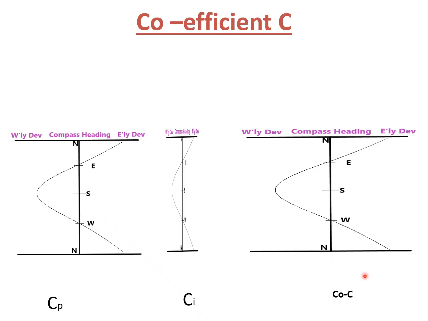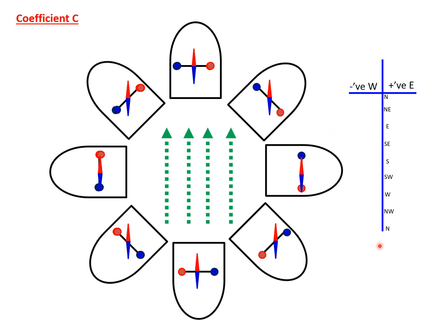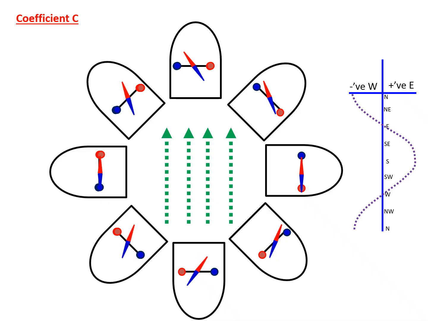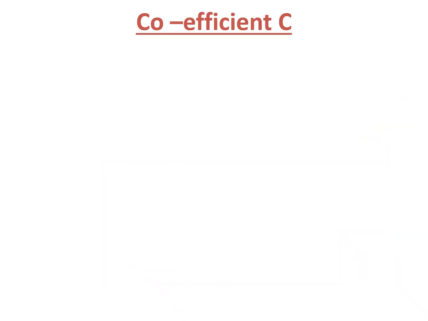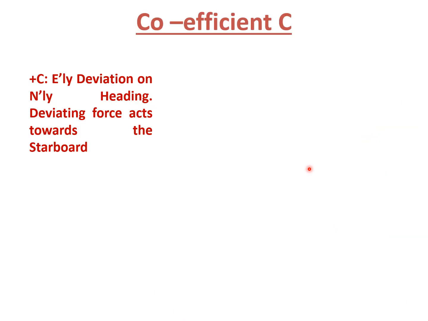And that is the resultant curve, and that resultant curve is called the coefficient C curve, right? We can see that it is a cos curve actually, and that's how we can tell that coefficient C varies as cos compass course, right? If we see the animation, it will give us a curve like that, right? So it's a cos curve. And if it is another, C plus or C minus, it will give another type, right? If the red is to the port side and blue to the starboard side, it will give a curve like that, right?